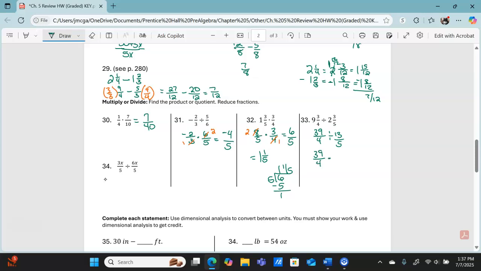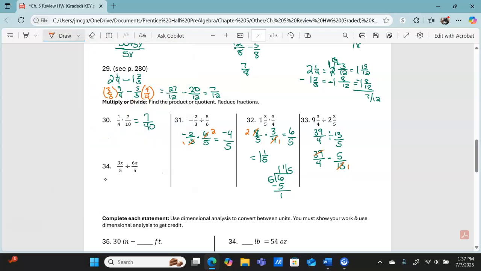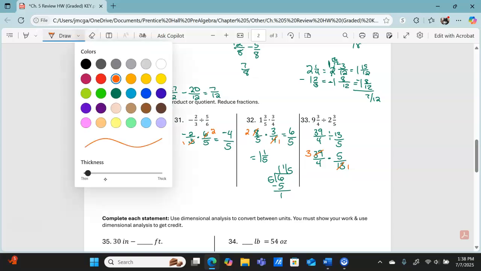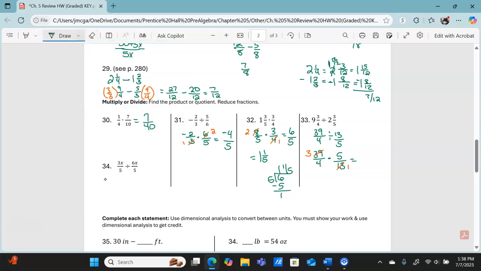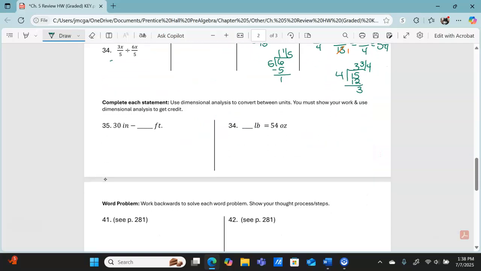Do not do this invert and multiply step until you have done changing it to a mixed number. 13 times 3 is 39. So that will reduce. And so we have 3 times 5 is 15 over 4. So we will end up with 3 and 3/4. And then 34 is right here.